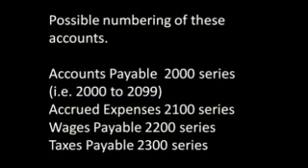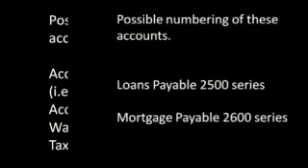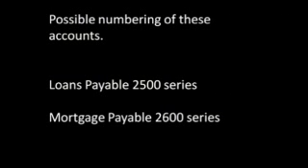Again, we can use a pattern relating to 4 digits to number the liability accounts. Thus, 2000 to 2099 could be accounts payables. 2100 to 2199 could be accrued expenses. 2200 to 2299 wages payable, and 2300 to 2399 taxes payable. Those ranges for 2500 and beyond could be reserved for long-term liabilities.